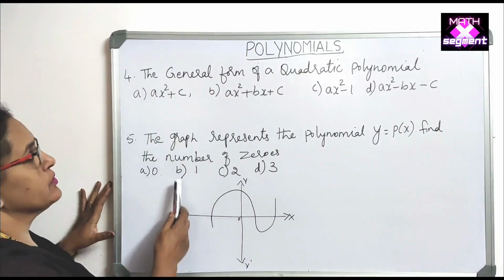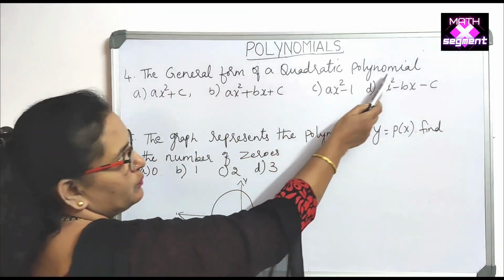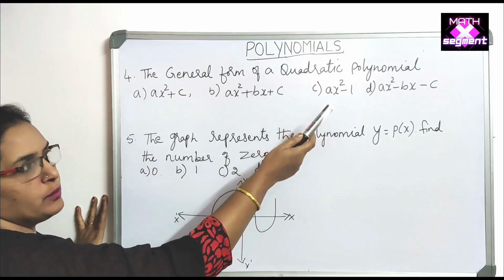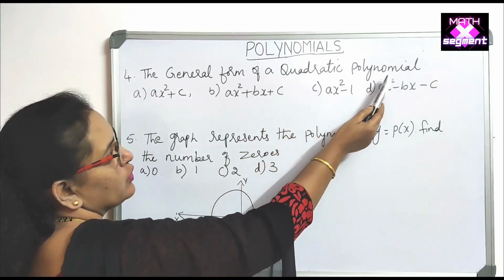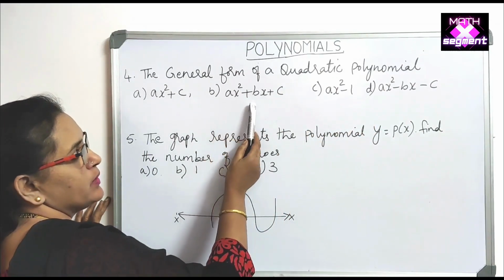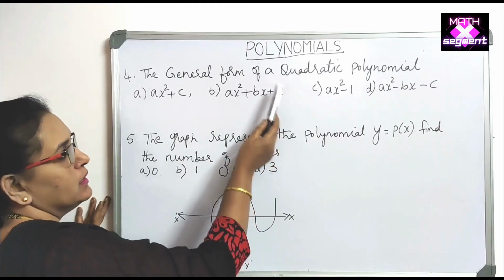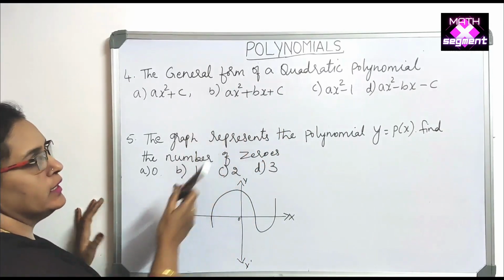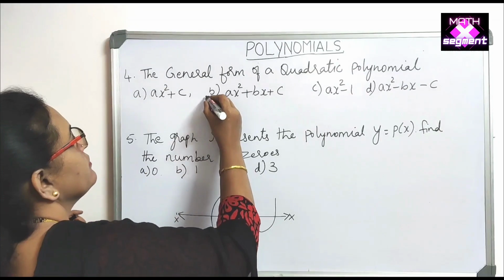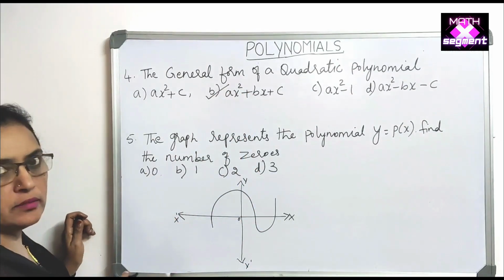Let's solve the next question. The general form of a quadratic polynomial. Again, this is in the formula list. So what is the general form of a quadratic polynomial? That is ax square plus bx plus c. This is the general form of a quadratic polynomial. So the option B is the correct answer.